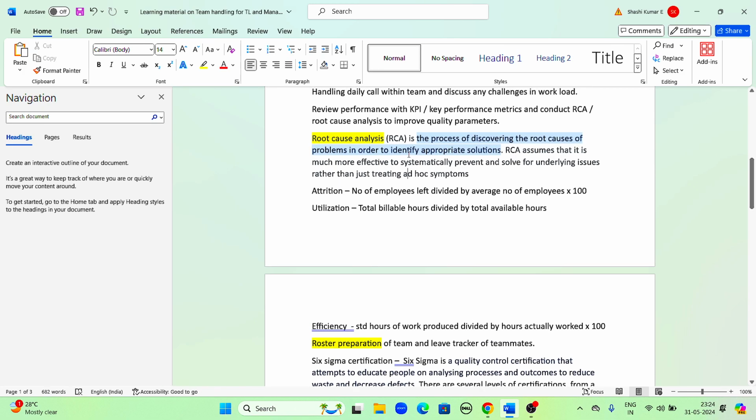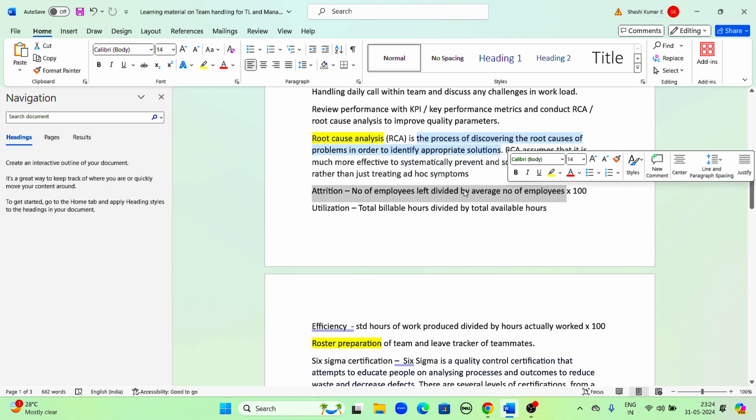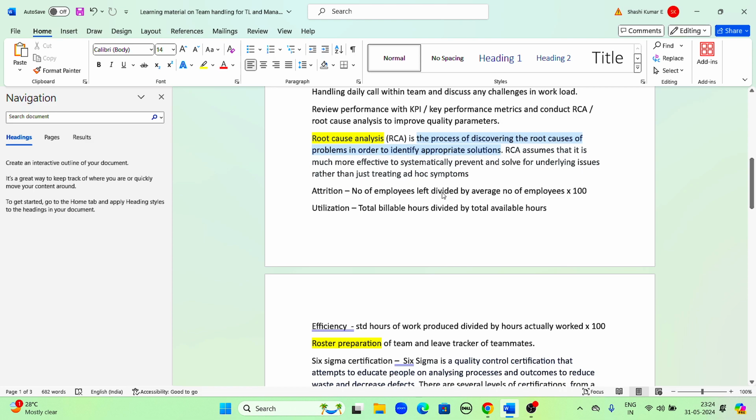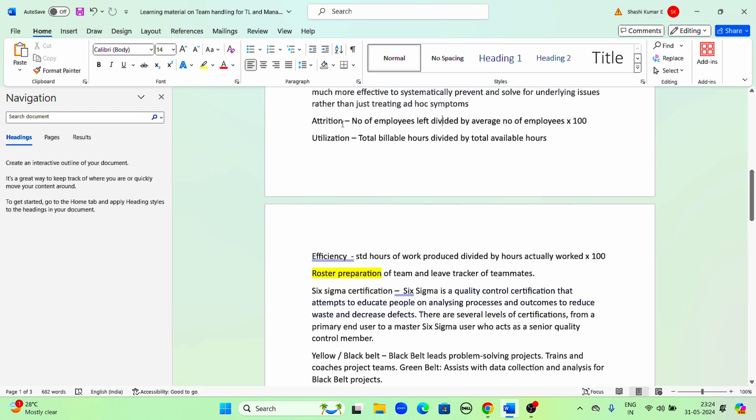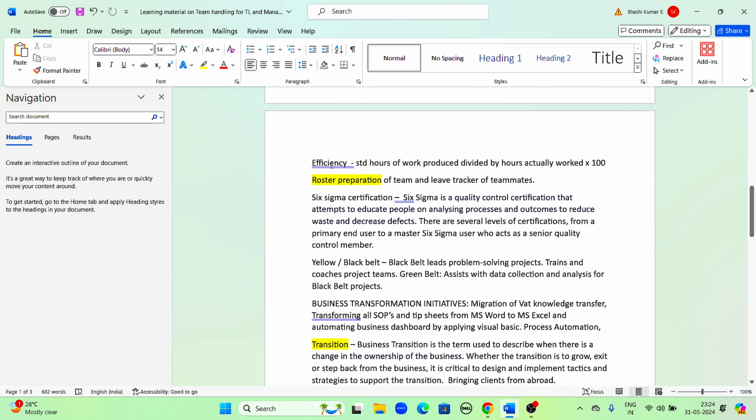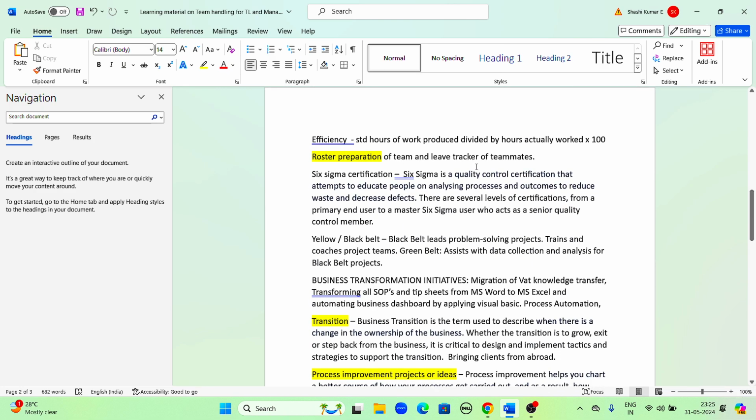And I just spoke about attrition before in the initial stage of the video. It's actually how many employees are leaving a firm. So this is the calculation made for attrition: number of employees left divided by average number of employees. And utilization I also mentioned here: total billable hours divided by total available hours. Efficiency: standard hours of work produced divided by hours actually worked, into 100.